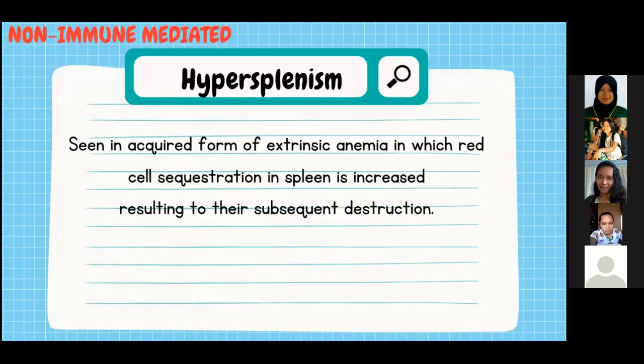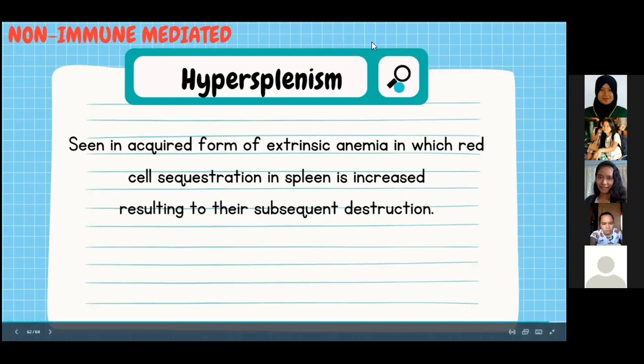So hypersplenism is an overactive spleen. We know that the spleen is an organ found in the upper side of our abdomen. The spleen helps filter old and damaged cells from our bloodstream. So if our spleen is overactive, it removes blood cells too early and too quickly. So this is seen in acquired forms of extrinsic anemia, in which red cell sequestration in the spleen is increased, resulting in their subsequent destruction. So this is the end of this report.